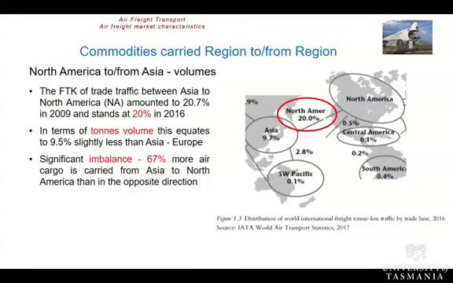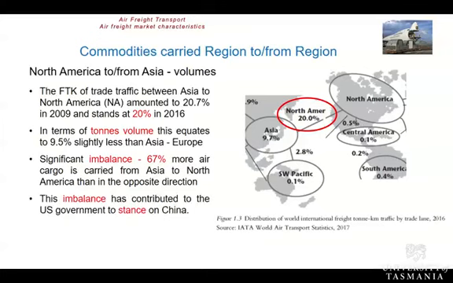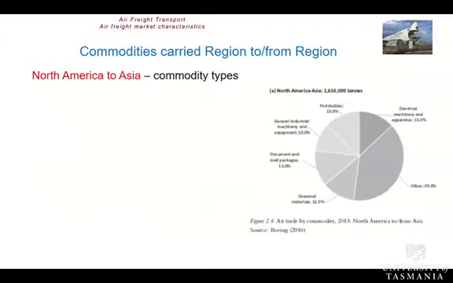A significant imbalance, more than the imbalance to Europe, 67%. Look, I suppose it goes without saying that this imbalance has certainly upset those people in high places in Washington, and they're seeking to redress this imbalance.